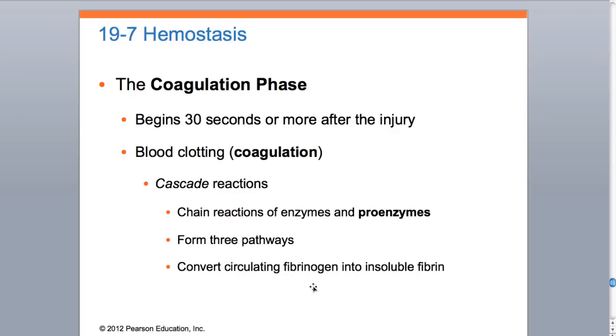And what you're going to find is this word, fibrinogen. If you recall from the earlier part of the chapter that fibrinogen played a role in blood clotting, and it was found in the plasma portion of our blood. Well, fibrinogen is a soluble liquid. So fibrinogen is soluble. It turns into fibrin, which is insoluble.